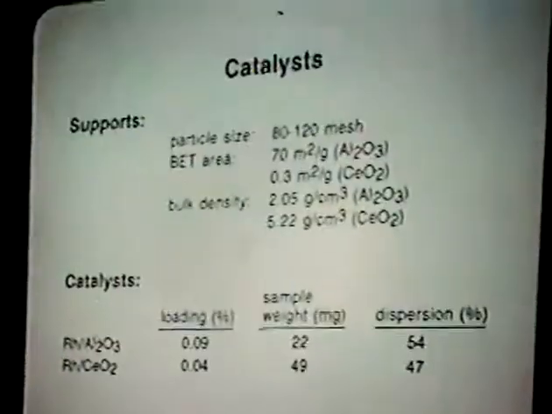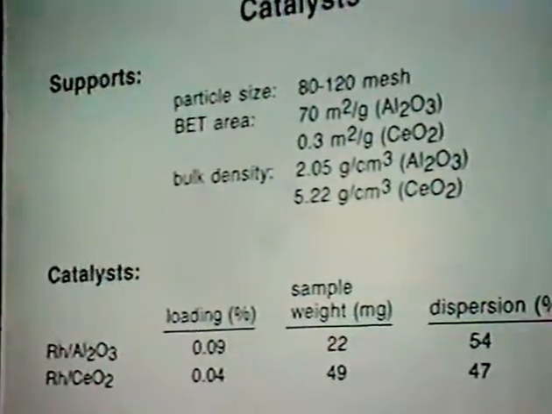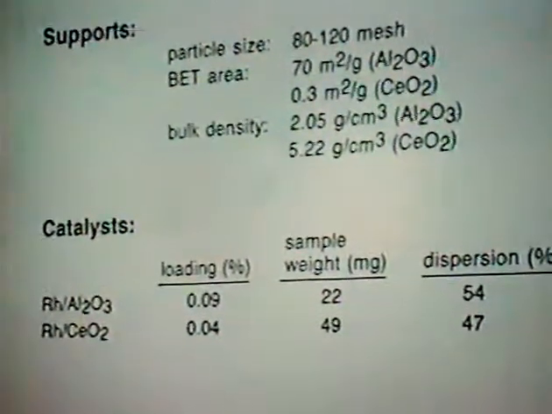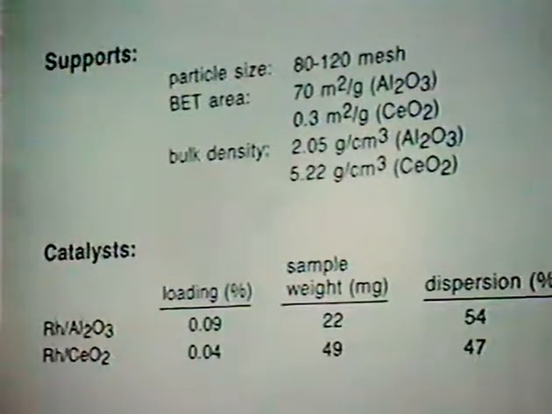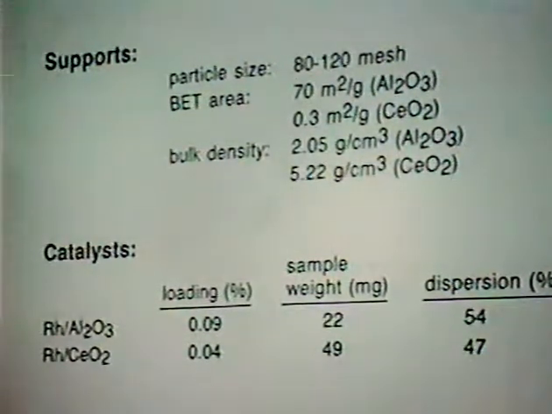The catalysts we used in this study are rhodium alumina catalyst and rhodium ceria with very low loading of rhodium. We adjusted the sample weights to make sure that the same amount of rhodium is in the same volume of catalyst samples for all experimental runs. You may also note that the ceria support has a very small BET surface area compared to the alumina support.